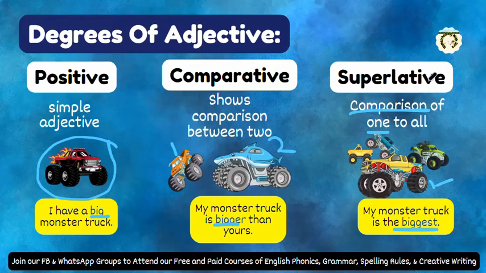This is called the degree of adjectives. उर्दू हिंदी में सुन लें. एडजेक्टिव्स की डिग्रीज होती हैं पॉजिटिव, कंपैरेटिव, सुपरलेटिव. अगर हमको किसी एक चीज़ के बारे में कोई इन्फॉर्मेशन देनी है, उसे डिस्क्राइब करना है, तो हम पॉजिटिव डिग्री को यूज़ करते हैं. फॉर एग्जांपल, आई हैव अ बिग मॉन्स्टर ट्रक. मेरे पास एक बड़ा मॉन्स्टर ट्रक है.